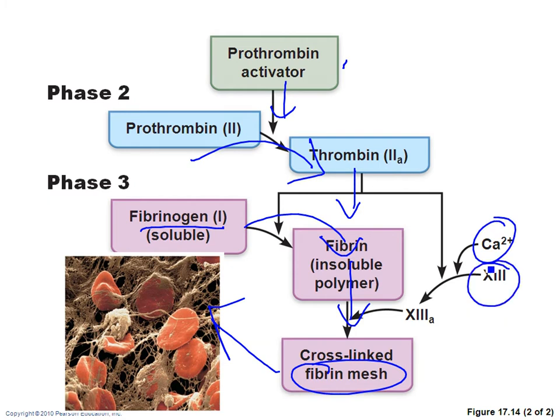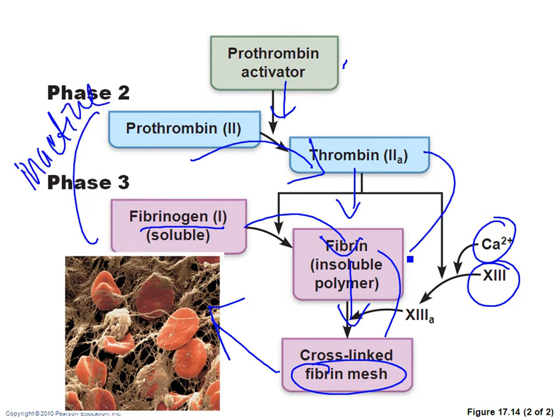This is another factor, factor 13. This is going to cause fibrin to become that fibrin mesh. It actually helps cross-link the threads of fibrin. And again, fibrinogen and prothrombin are in your blood right now. They're just not activated. So these, you could say, are inactive, and then these are active forms.